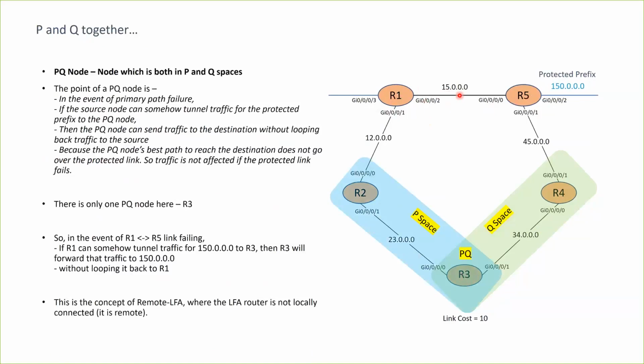So what we understand implicitly is, the router runs the PQ algorithm to arrive at the conclusion that I need to somehow send traffic to R3, then R3 will send it. That's the PQ algorithm. It's quite simple.